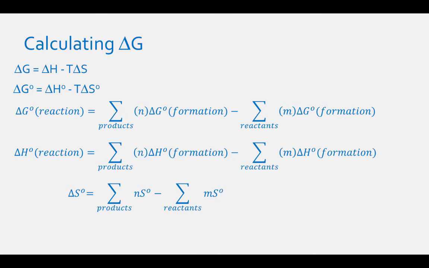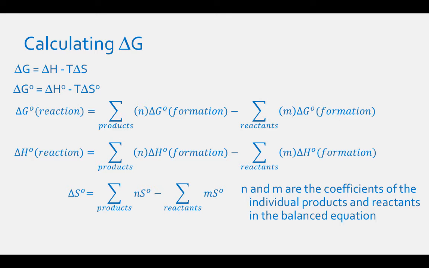In all of these equations, the N and M variables are the coefficients of the individual products and reactants in the balanced equation. All the values that are in the appendix of your textbook are standard delta H of formation, standard S, and standard delta G of formation values.